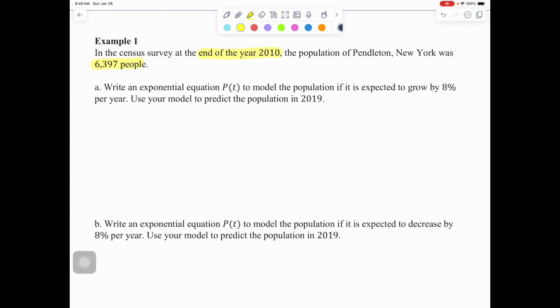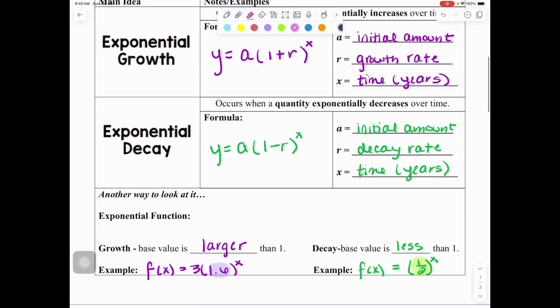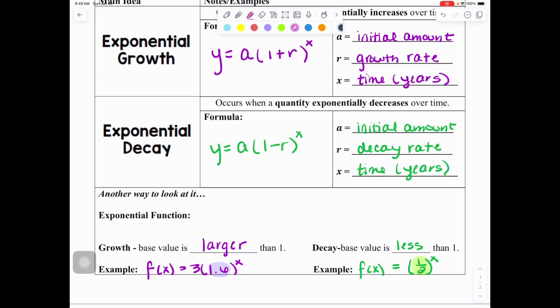It says write an exponential equation, and they want us to use P of t to write it. So I know back here the general formula was y equals. Now that we know that we're changing it to P of t, we'll use P of t instead of y, and then t is the input instead of x. So where the exponent was, we'll now use a t.